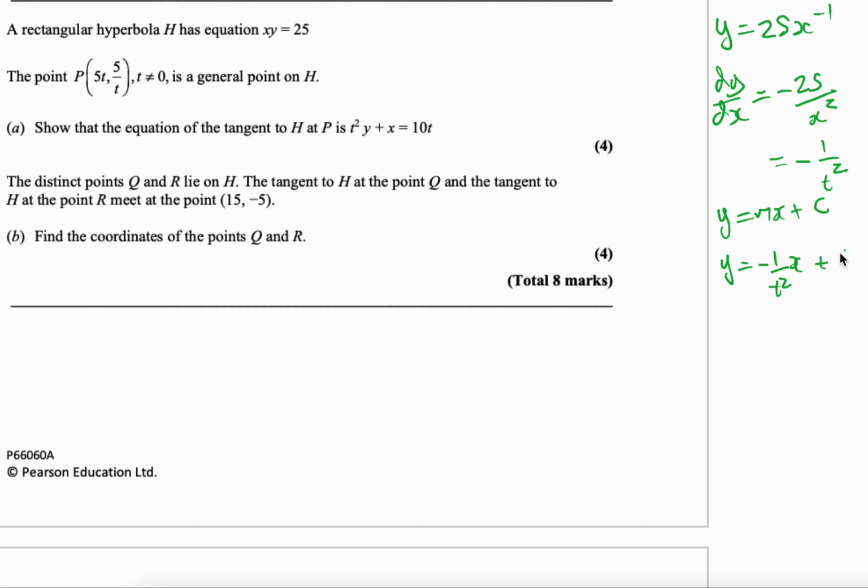Okay, so that's what we have so far. So how do we solve? We need to find c, right? But we know that the point P is on that line. So we can plug in x equals 5t and y equals 5 over t.